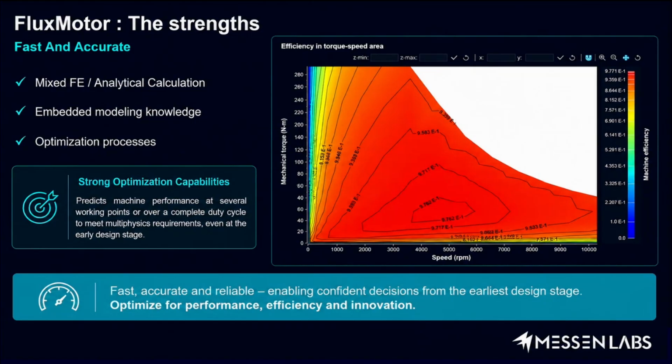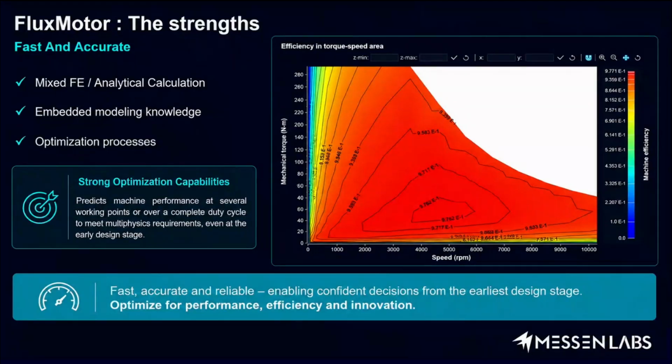predict machine performance at several working points or over a complete duty cycle to meet multi-physics requirements. So even at the early design stage. Okay. So what you see here is the efficiency of the motor in the torque speed area. So it is fast, accurate, reliable, and it'll enable confident decisions from the earliest design stage. So we can optimize our machines for performance, efficiency, and innovation.